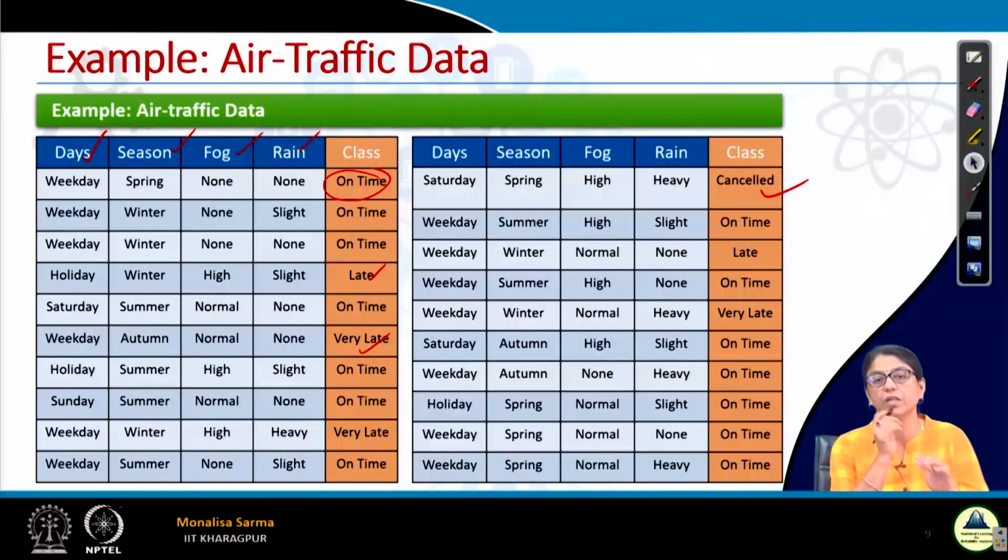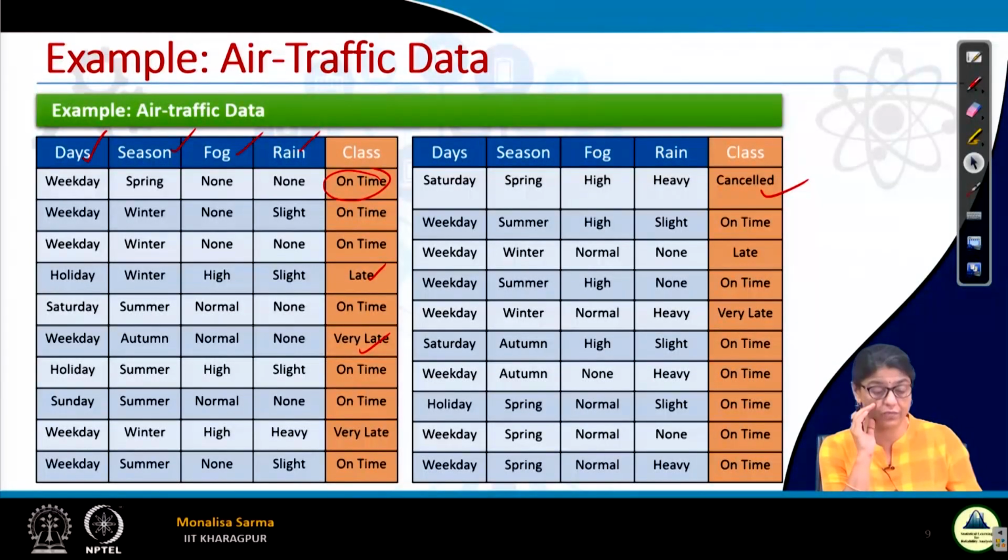Remember, in Bayesian, I have already mentioned that all the attributes are independent, first thing, and all the attributes have equal contribution. So here, days, whether it is a weekday or Monday or Sunday or a holiday, has no dependency on the season, no dependency on the fog, no dependency on the rain. But that is very much unlikely, as rain and fog are very much dependent on the season, right? But actually in the Bayes classifier, we don't consider those dependencies.